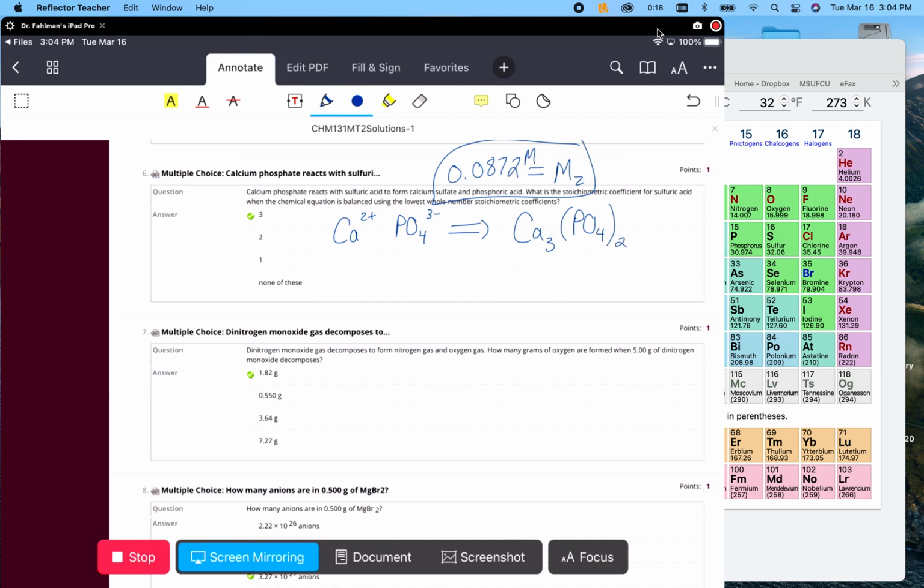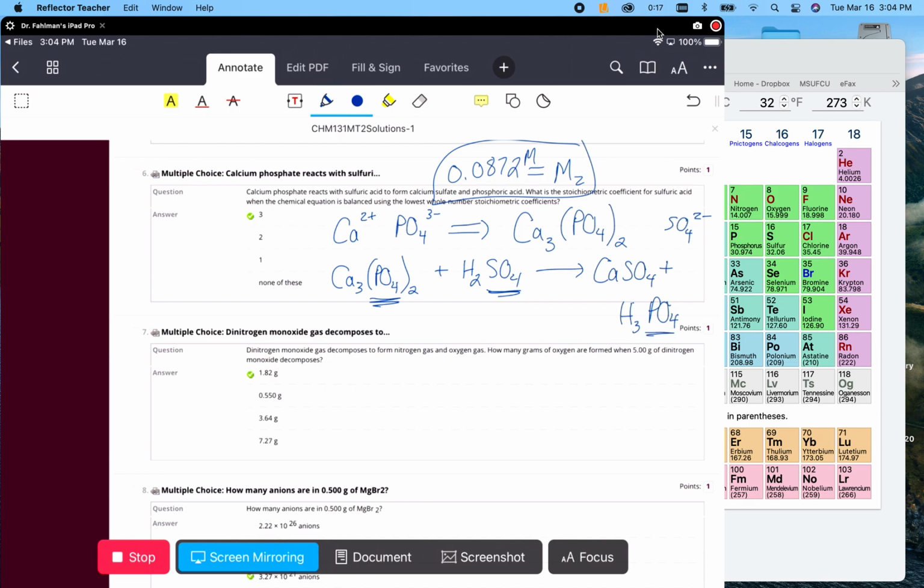Okay, that's calcium phosphate, so it's Ca3(PO4)2, and it reacts with sulfuric acid to give you calcium sulfate, because sulfate is this guy, and phosphoric acid. To balance this, I would keep all of these complex anions together when you're balancing.